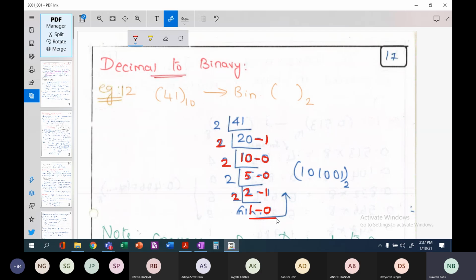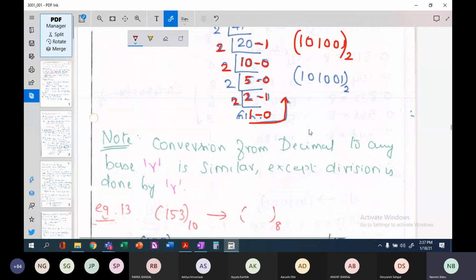Then you have to travel this way from bottom to top to write the sequence of numbers. What is the number you got? Let me write it so that it is 1 here, then 0, 1, 0, 0, 1. From bottom to top, this is the number. Then you write base 2, which means that the equivalent of 41 in decimal is 101001 in terms of binary.